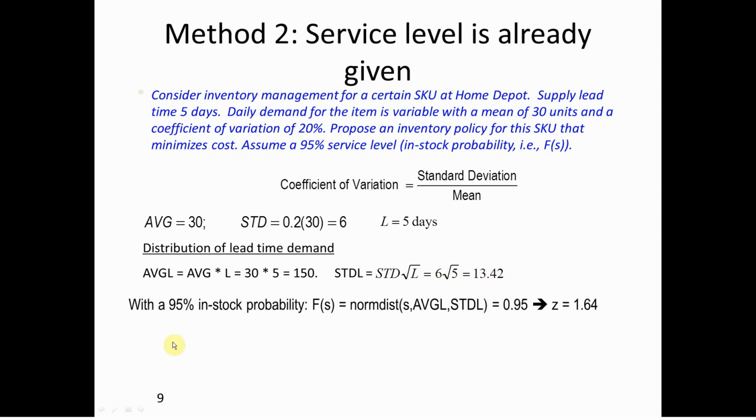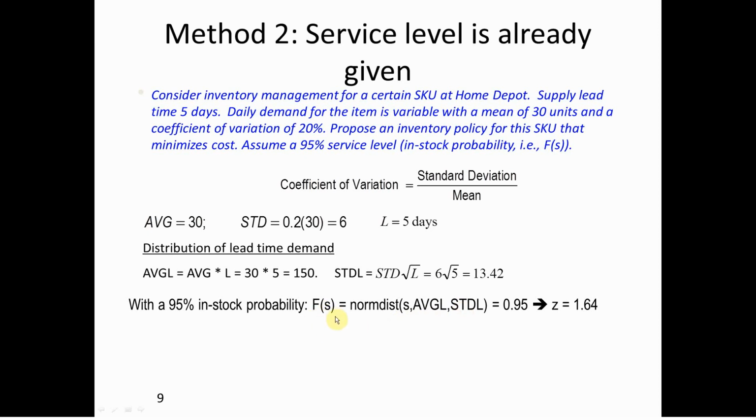So if we want a 95% in-stock probability, we're going to assume that the demand over the lead time, because it's the sum of these normally distributed things, is normally distributed with this average and that standard deviation. So we can calculate what amount we'd have to keep on hand to maintain a 95% in-stock probability. We want the probability that the demand over the lead time is less than S, given the normal distribution with that mean and that standard deviation. So we want to find that S.